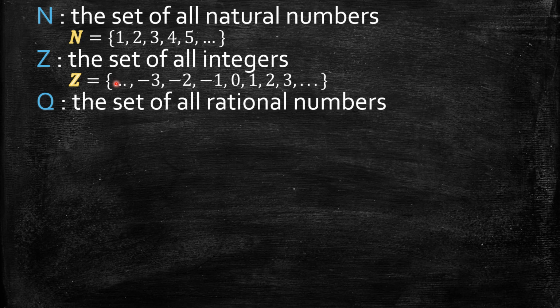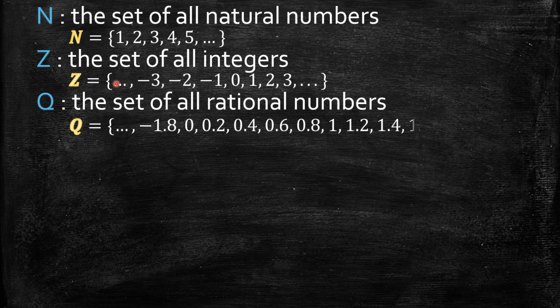All the decimal numbers are also rational numbers, you know that. So I can write Q is equal to {..., -1.8, 0, 0.2, 0.4, 0.6, 0.8, also 1, 1.2, ...}, etc. And there are infinitely many rational numbers. Also there are infinite numbers of natural numbers and integers also.